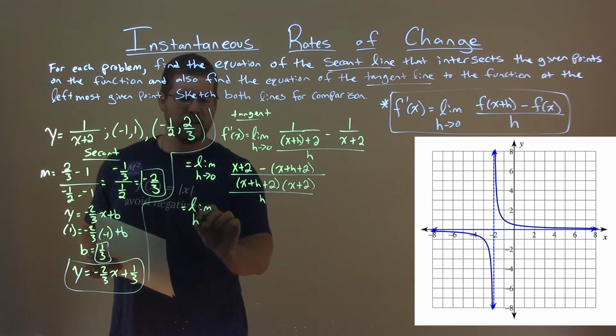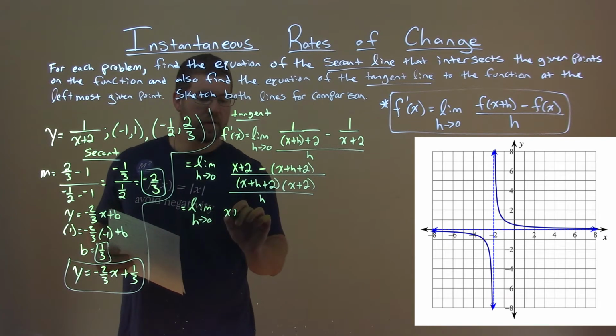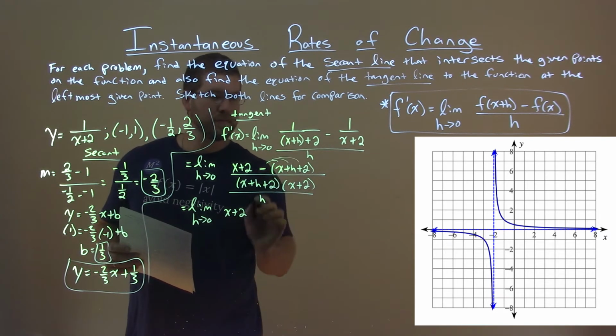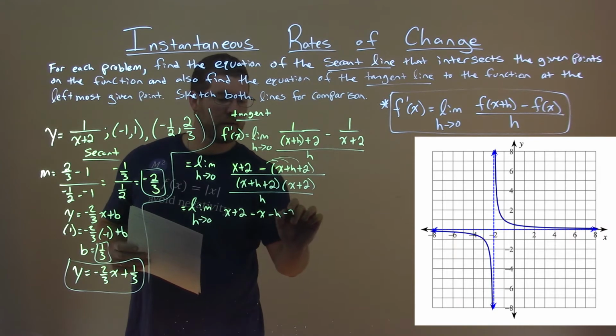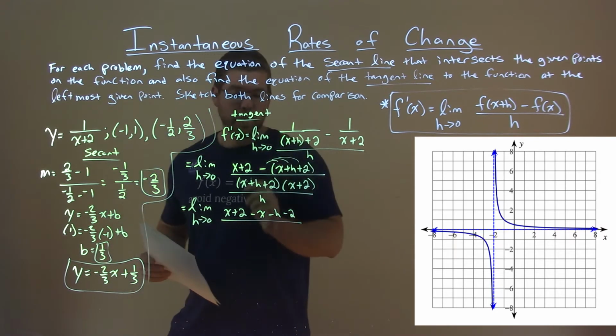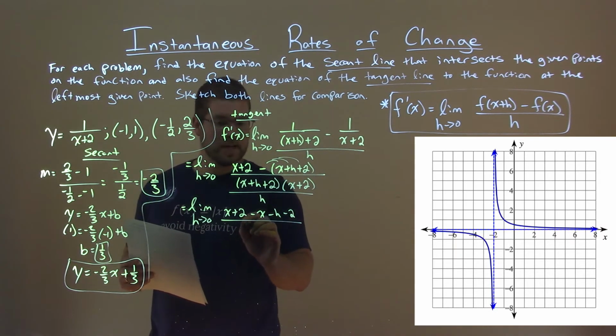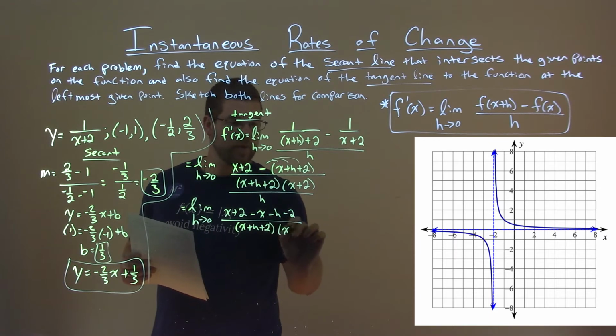We have the limit as h approaches 0. We have an x plus 2, distribute that over. We have minus x minus h minus 2, all over this big old denominator. Now watch this, actually. The whole denominator right here, we have the x plus h plus 2 and x plus 2 here.